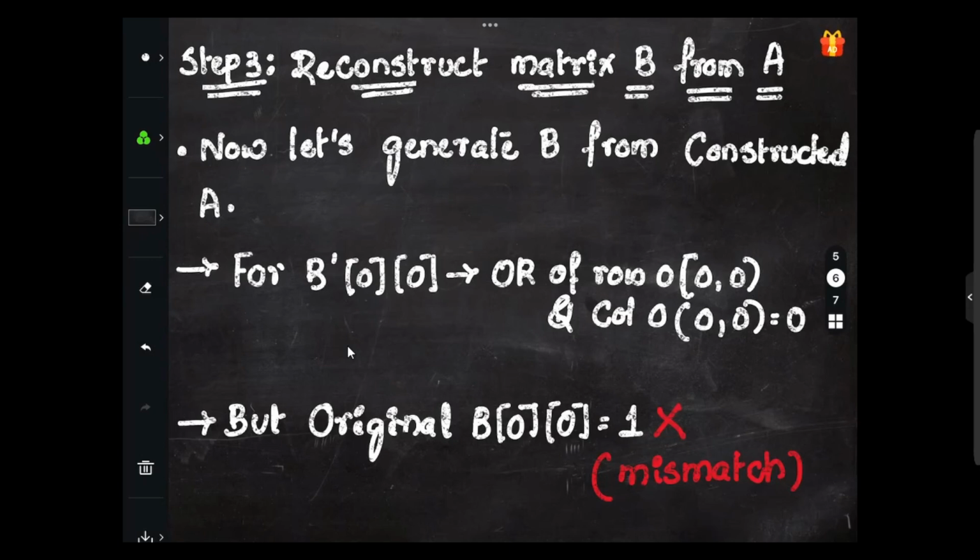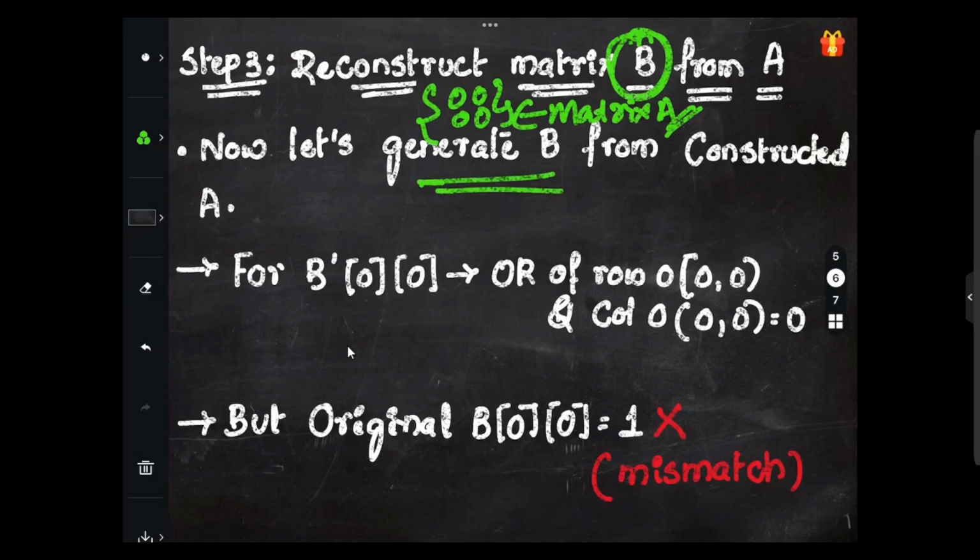What we will do in the third step: we will reconstruct matrix B from A. Now in the matrix B, what we have is 0 0 0 0, that we know. We have 0 0 0 0 in the matrix. So now we are reconstructing the matrix B from this one, which is nothing but matrix A from the previous step. Now what we'll do, we will generate B. We have constructed the matrix A. Let's generate the B from the constructed A.